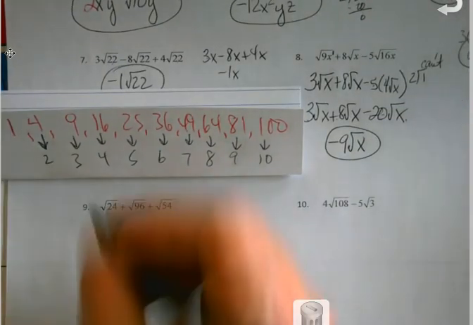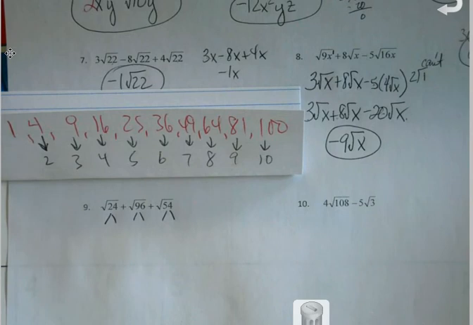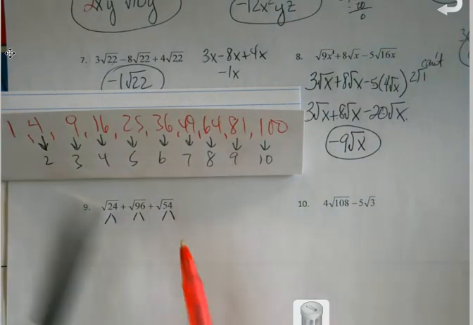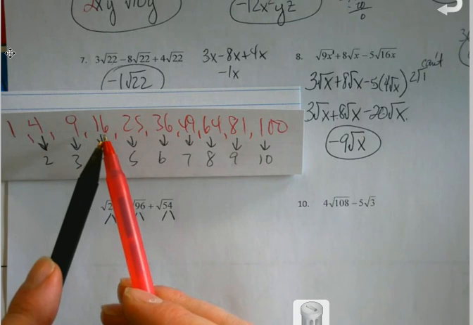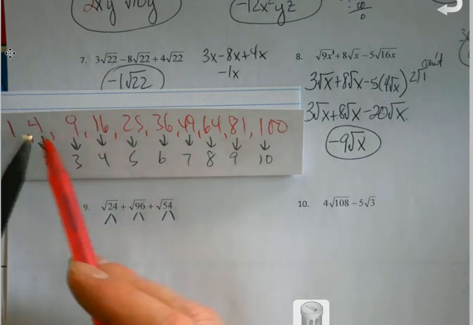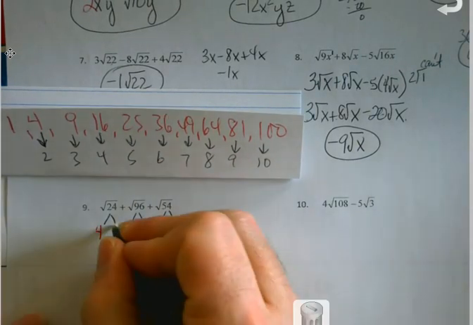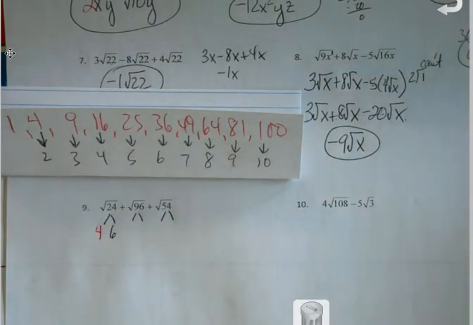But again, it takes me breaking each of those apart to see what I can do. So I look and I'm like, okay, 24, 16, no, that doesn't go in. 9, that doesn't go in. 4, yes. 4 goes into 24 6 times. 96.